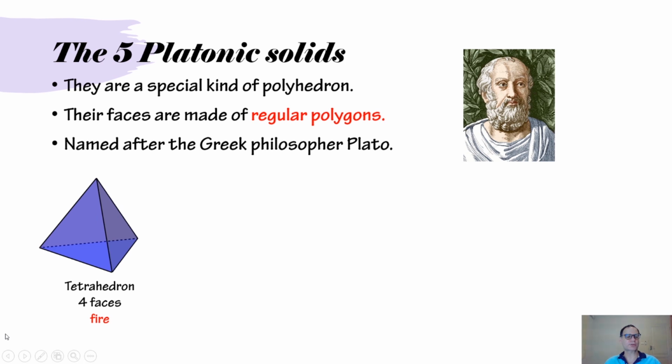The first one is a tetrahedron. It has 4 faces. Each face is an equilateral triangle. Plato said that this solid represented fire. This solid is a cube. It has 6 faces. It represents the Earth.